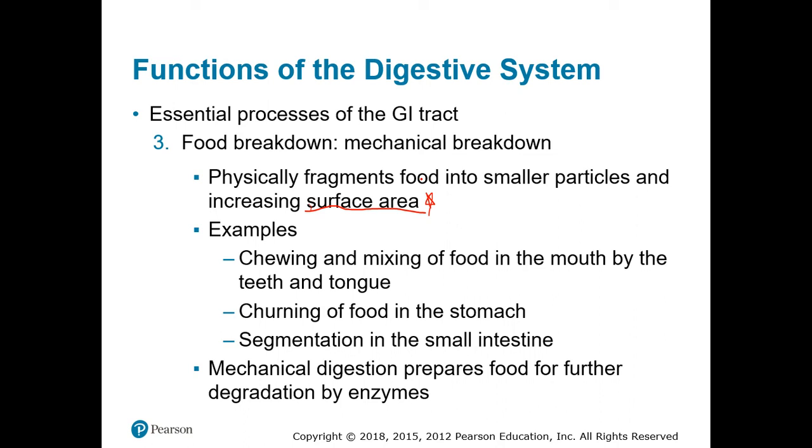So examples of mechanical breakdown are things like chewing our food with our teeth, mixing it in our mouth using our tongue. Our stomach is able to churn or move around our food. And then segmentation, that back and forth movement in our small intestine. Again, remember, mechanically breaking it down allows enzymes or chemicals to do their job better.